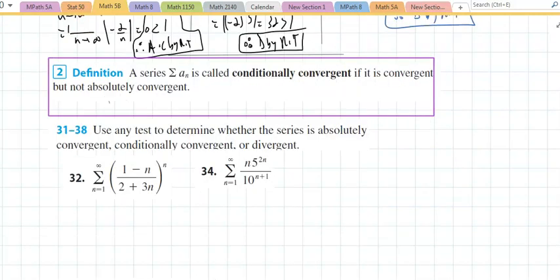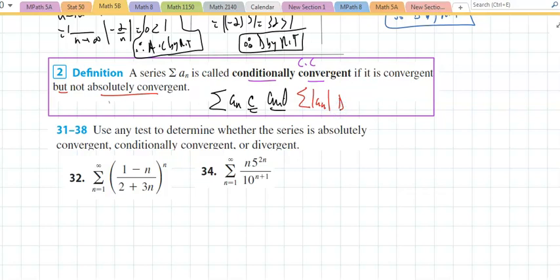Alright, I recopied definition 2 right there. It says a series is called conditionally convergent if the series converges, but not absolutely, and the series of the absolute value diverges. Both of those must happen. For a series to be conditionally convergent, the original series, the series as is, must converge, but not absolutely. And the series of the absolute value must diverge.